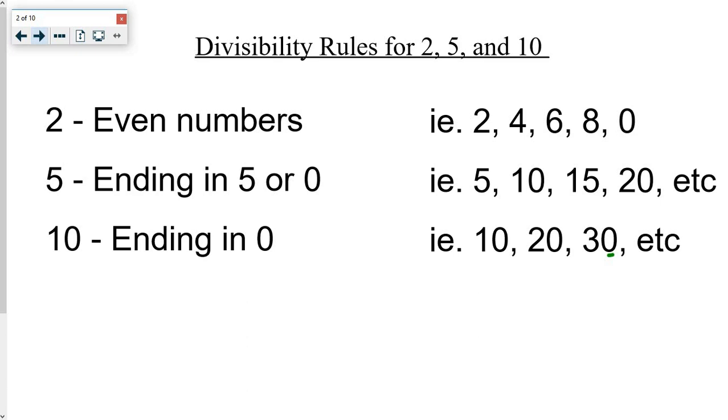If it ends in 5 or 0, it's divisible by 5. So 5, 10, 15, 20 all end in 5 or zeros. If it ends in 0, then it's divisible by 10. Those are the divisibility rules for those three.